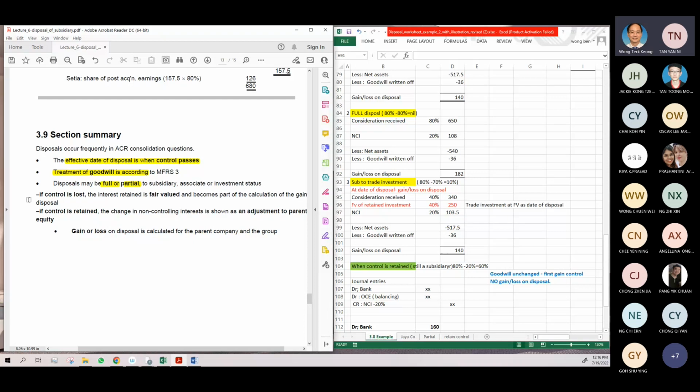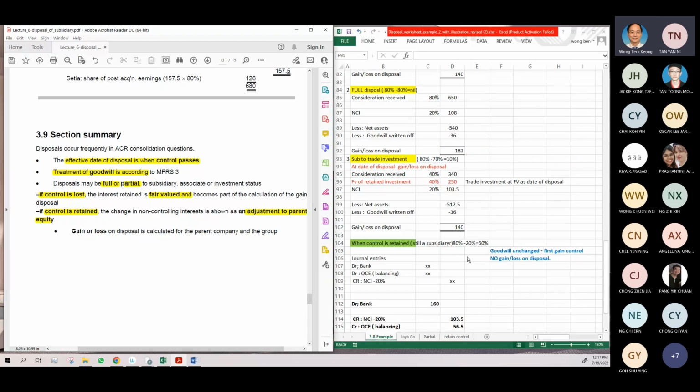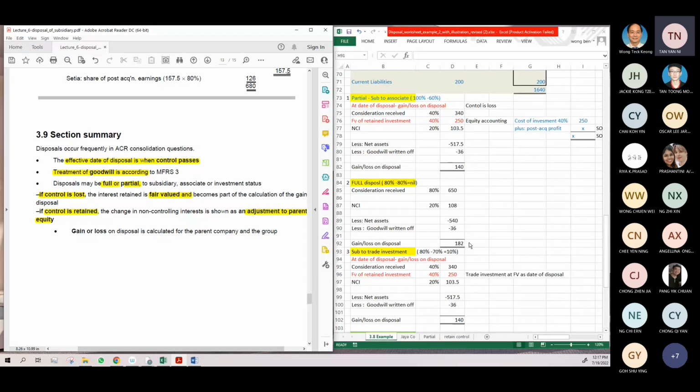When you lose control, the retained is at fair value, then you compute gain or loss. When control is still retained, no gain or loss, no goodwill change. Okay, everything is adjusted to the parent equity. Means you pass through the general entry here, the 3 entries only. So this 3 entries will be tested. Okay, because it's easy, you will test subsidiary to associate. I think the failure rate will be much higher.